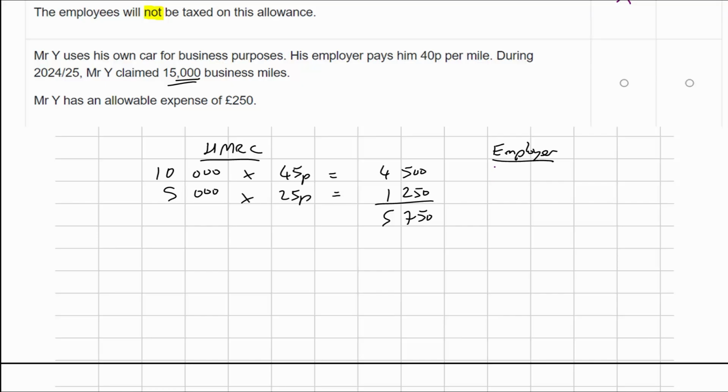Now the employer does it differently. The employer simply pays a fixed 40 pence per mile for each of the 15,000 miles, which gives 6,000. So that means the employer is paying £6,000 to Mr. Y, but only 5,750 is allowable. And therefore, Mr. Y needs to pay tax on the extra 250 being received. So it's not going to be an allowable expense. This is actually a taxable benefit. So that's going to be false.